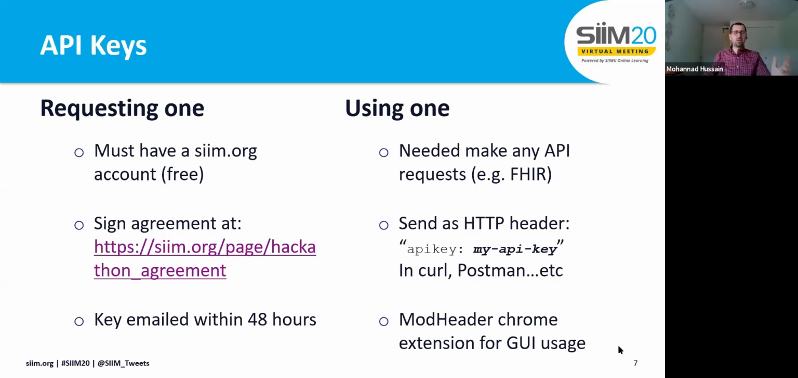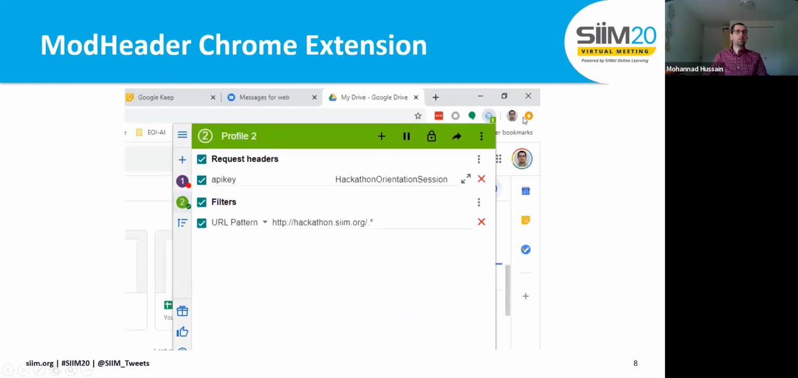Now, for those of you who may like things a little bit more visual, if you're a Chrome user, you can get an extension called ModHeader, which is an extension that allows you to add custom HTTP headers to your requests. And I've got a screenshot here that actually shows what it looks like. So here's an example. Now, this is not a real key. It's a key that's active right now for the orientation session, but it's going to be deactivated after the call. So make sure you use your own key.